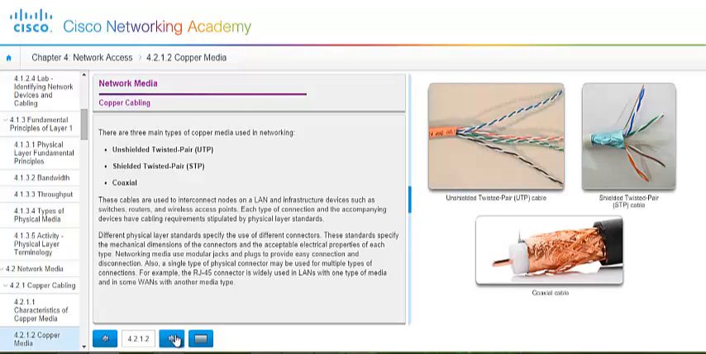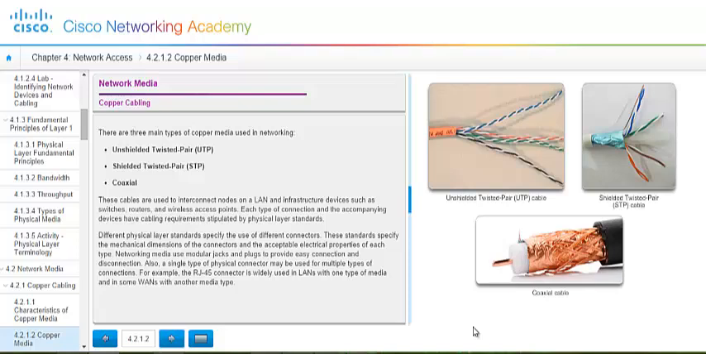There are three main types of copper media used in networking. We have our unshielded twisted pair. That is this one here. You have your shielded twisted pair. This one. Here's the shield. You'll notice this one does not have it on there. And then you have your coax cable. These cables are used to interconnect nodes on a LAN and infrastructure devices such as your switches, your routers, and your wireless access points.